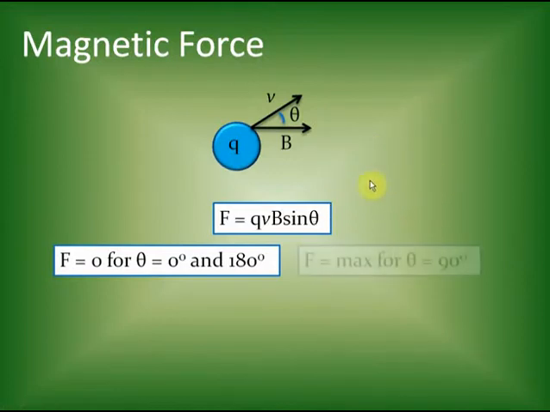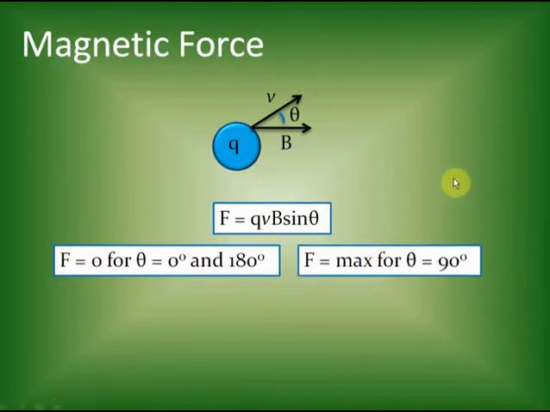On the other hand, the value of the magnetic force will be maximum when theta, the angle between the velocity vector and the magnetic field vector, is 90 degrees. Now that is also obvious because clearly the value of sine theta is maximum when theta is 90 degrees. So in that case the magnetic force will be QVB. Isn't it? So these are some points that you have to remember.